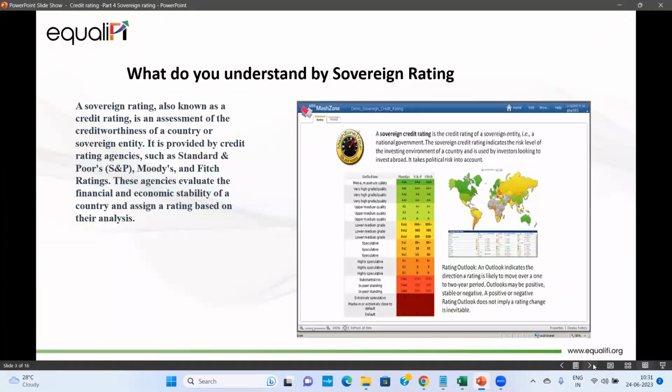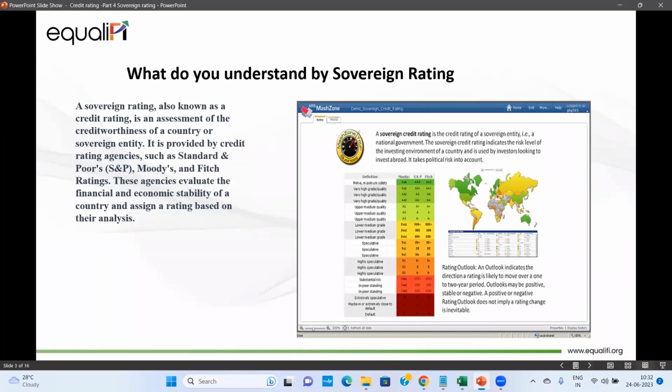So what do you understand by sovereign rating? When we say sovereign rating, we mean that it's a credit rating or the assessment of creditworthiness of a country or sovereign entity. It is provided by credit rating agencies like Standard and Poor's, Moody's, Fitch Ratings, etc. These rating agencies evaluate the financial and economic stability of a country and assign a rating based on their analysis, right? So these are the typical rating scales.